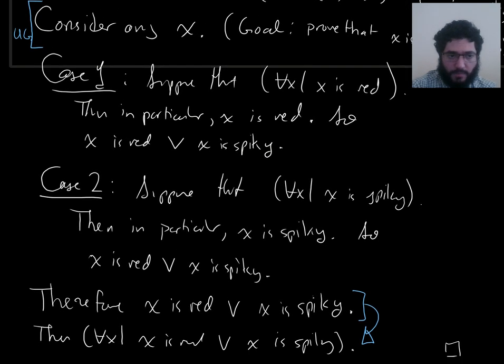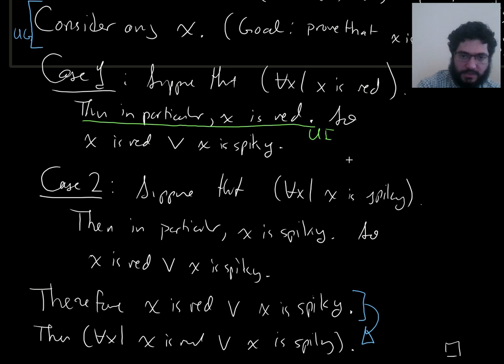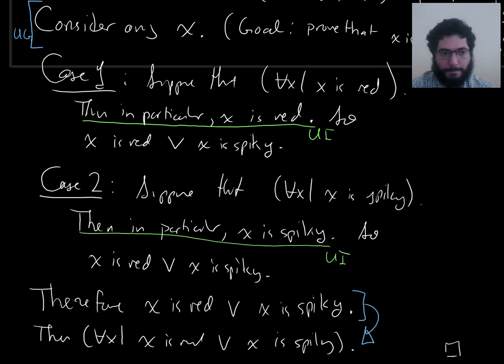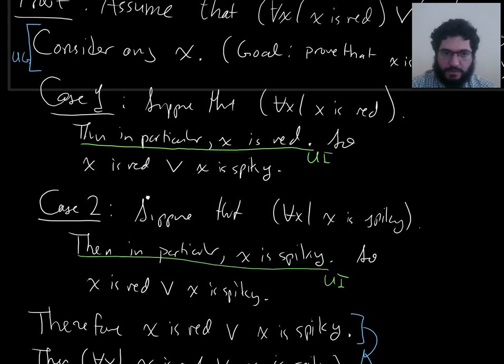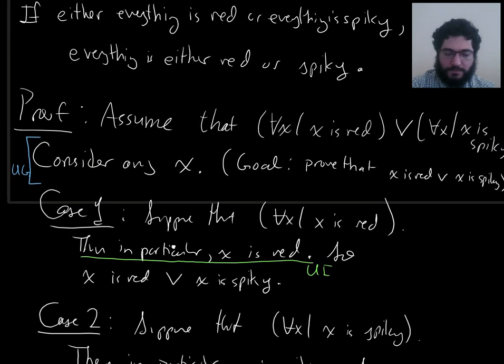Alright, so that's one quantifier rule. And another one that shows up is universal instantiation. So these lines where you say everything is red, so X is red, for example, here. This is universal instantiation. Everything is spiky, so in particular X is spiky. That's universal instantiation.